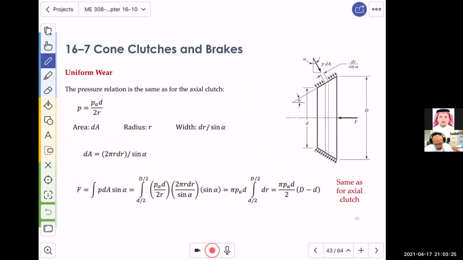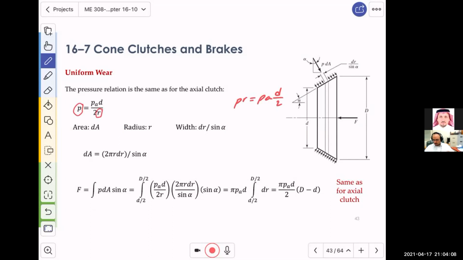And so we come back again to the same issue. Do we have a uniform wear problem? And what are the corresponding forces and torques? And what happens when we have a uniform pressure problem? So for uniform wear, the pressure relation is the same as for the axial clutch. If you recall, ya shabab, for the axial clutch we said PR equals PAD over 2. That's what we said, right? So here we're just expressing it as P, so we divide by R over there. That's it. So it is the same.